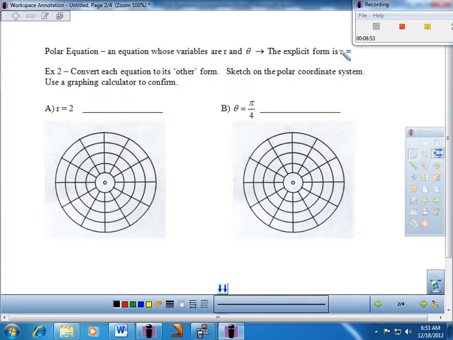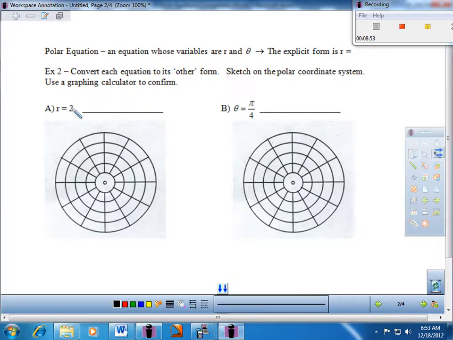So we're going to start out with a couple very, very basic ones here, and then kind of get the ball rolling. We'll do some conversions off to the side as best as possible, and see where it leads us. So first of all, let's see what r equals 2 looks like. It's kind of a nice simplistic equation here. What graphical pattern would it make on the coordinate plane?